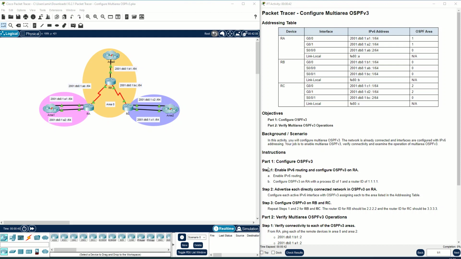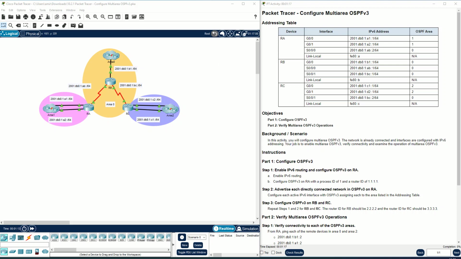Hello everyone. Today I want to talk about Packet Tracer 10.2.1, Configure Multi-Area OSPFv3. As you know, OSPF version 3 is for IPv6 and OSPF version 2 is for IPv4. In this activity, the objectives are to configure OSPFv3 and also verify multi-area OSPFv3 operations.